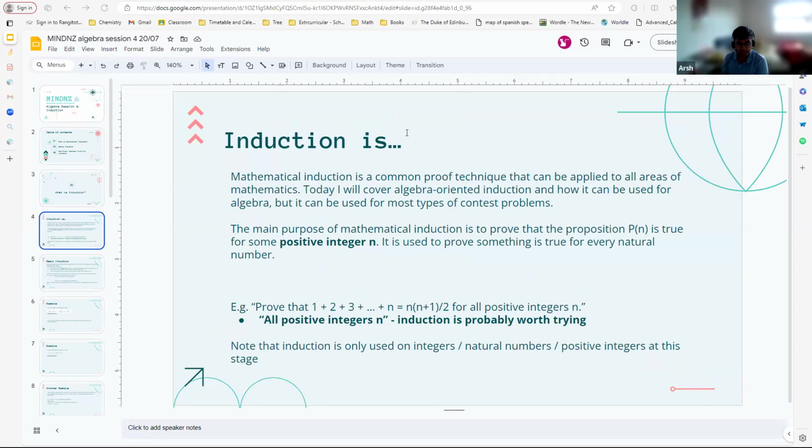The main purpose of mathematical induction is to prove that the proposition Pn is true for some positive integer n. It is used to prove that something is true for every natural number. For example, proving 1 plus 2 plus 3 plus all the way up to n is equal to n times n plus 1 over 2 for all positive integers n. Because it has the term "for all positive integers," it's worth using induction. You can use induction as a technique to prove statements over positive integers.